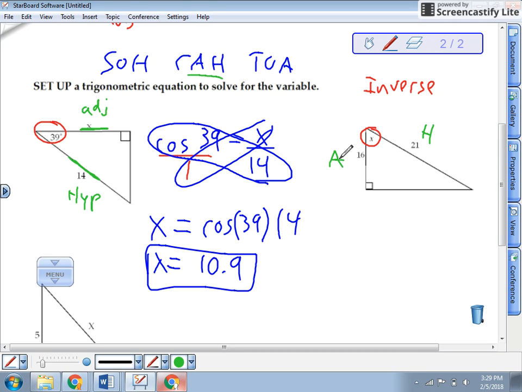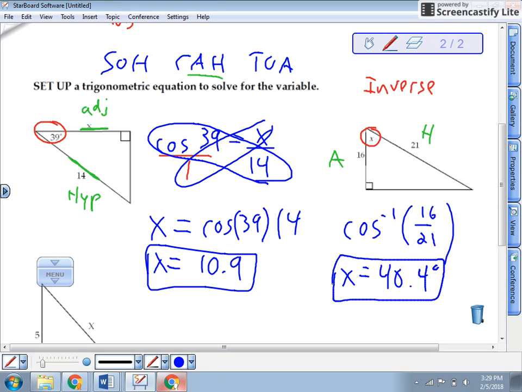But this time, I'm not going to do the regular cosine button. I'm going to do cos inverse because I'm trying to find an angle. Again, anytime you want to find an angle, use that inverse button. So I'm just going to type in cos inverse of adjacent, which is 16 over 21. When I do that, x is going to equal about 40.4 degrees. So there you see one where we're trying to solve a side, and one where we're trying to solve an angle. Both were cosine. Let's do one more so it's not cosine.